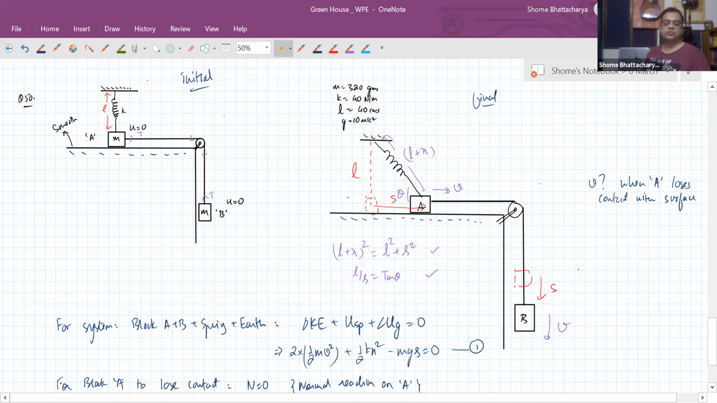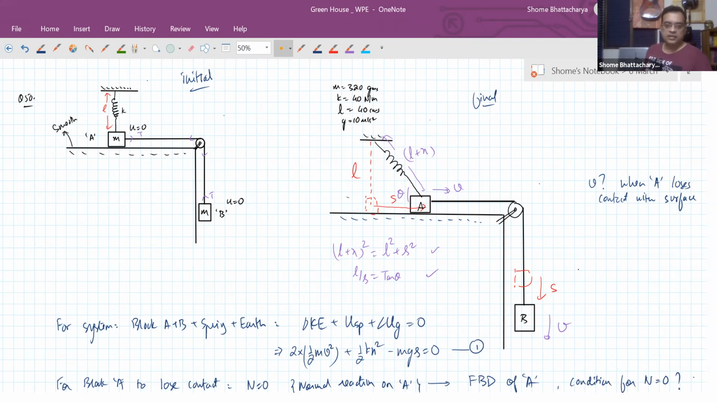That should become 0. Okay. So for that, we'll make the free body diagram of A. So that is how we'll get our next equation. So make the free body diagram of A and find the condition for n to become 0.